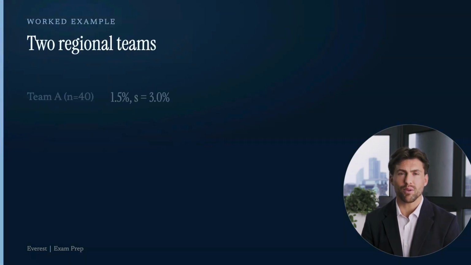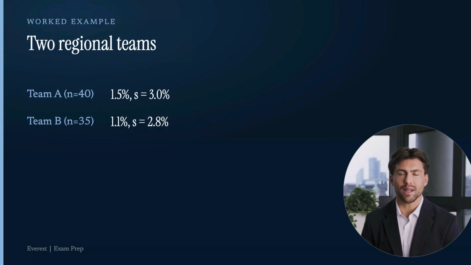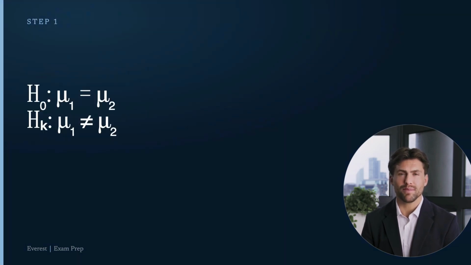2 regional equity teams. Team A, 40 months, averaging 1.5% with a 3% standard deviation. Team B, 35 months, averaging 1.1% with a 2.8% standard deviation. Independent samples, both approximately normal, variances assumed equal. The hypotheses are the familiar shape. The null is that the 2 means are equal. The alternative is that they're not.